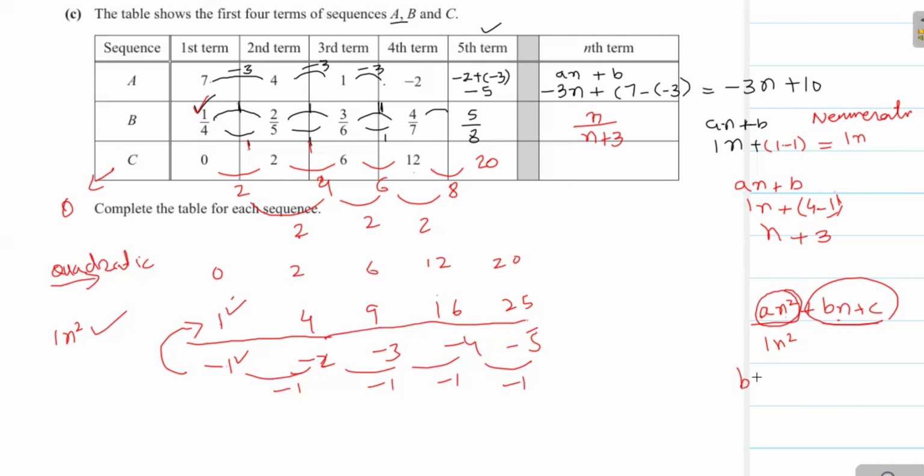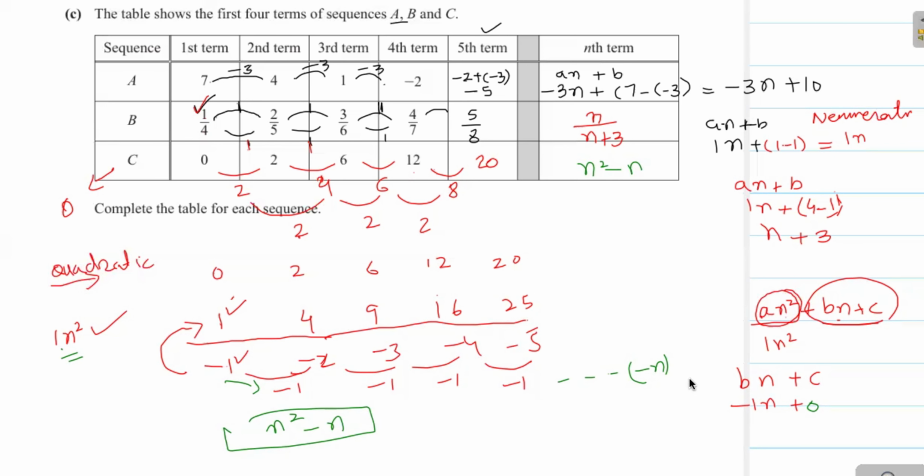Now we calculate it by, the coefficient of n is the first difference value, so we write minus 1n. C is the difference between the first value, this is the first value, and the first difference value, this is 0. And this is the nth term for this sequence, minus n. We will add in the n squared, therefore n squared minus n is the nth term of sequence C.